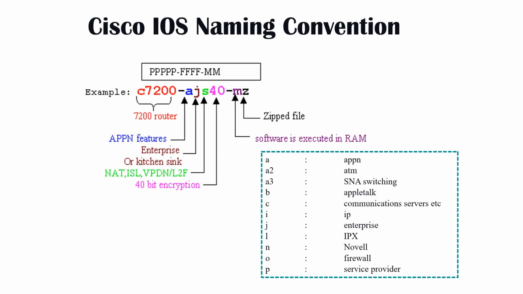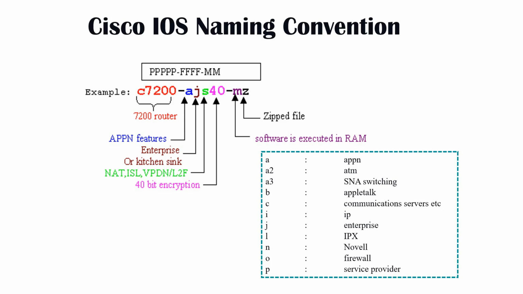The naming convention for the different Cisco IOS releases contains three parts. First, the platform on which the image runs. Next is the special features supported in the image. And last is where the image runs and whether it has been zipped or compressed. Here is an example. The C7200 means that this IOS image is for a 7200 series router. The letter A indicates that this has an APPN version of the IOS.